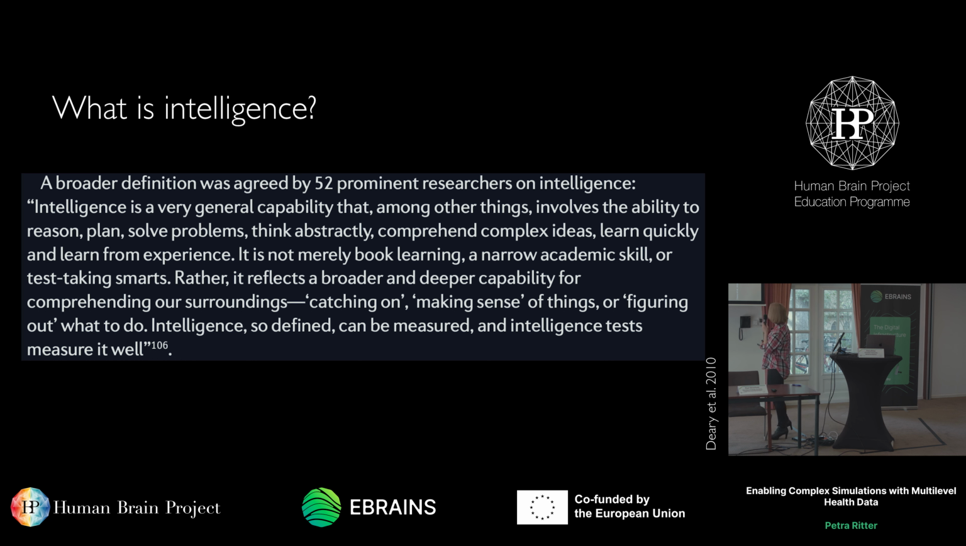What is intelligence? A broader definition was agreed by 52 prominent researchers on intelligence. Intelligence is a very general capability that, among other things, involves the ability to reason, plan, solve problems, think abstractly, comprehend complex ideas, learn quickly, and learn from experience. It is not merely book learning, a narrow academic skill, or test-taking smarts. Rather, it reflects a broader and deeper capability for comprehending our surroundings, catching on, making sense of things, or figuring out what to do. Intelligence so defined can be measured, and intelligence tests measure it well.